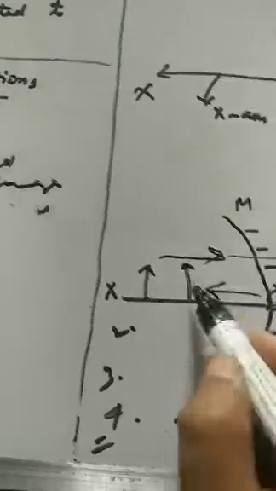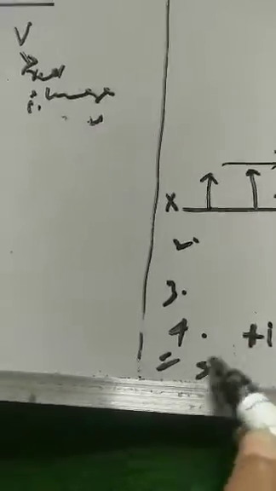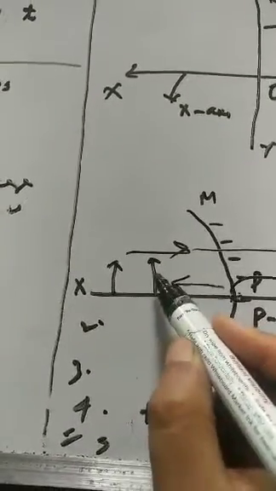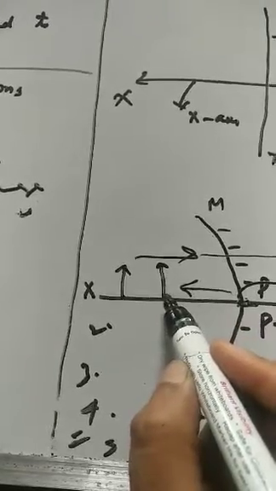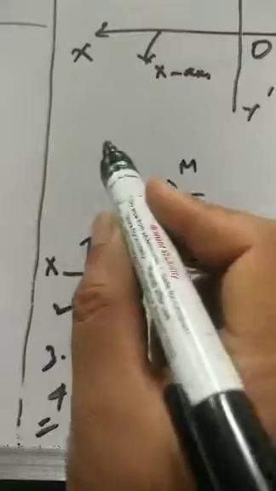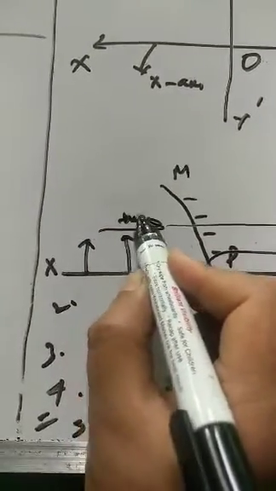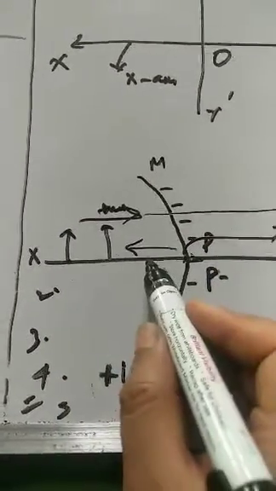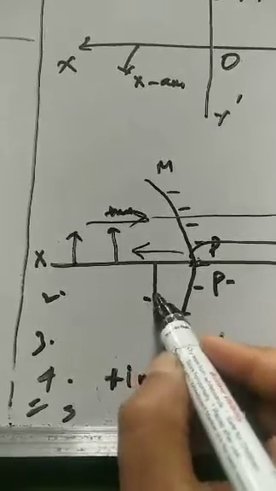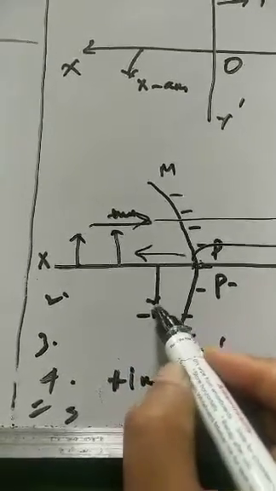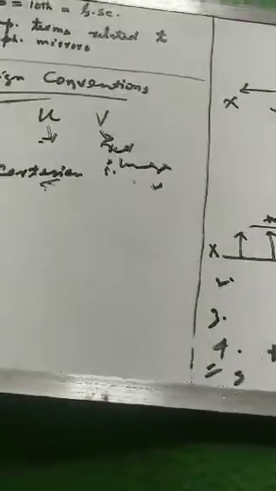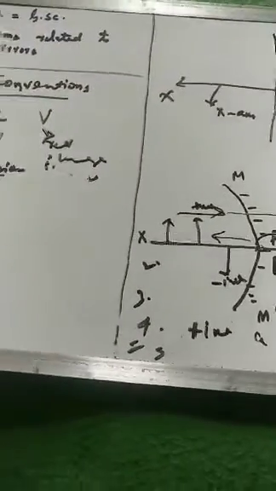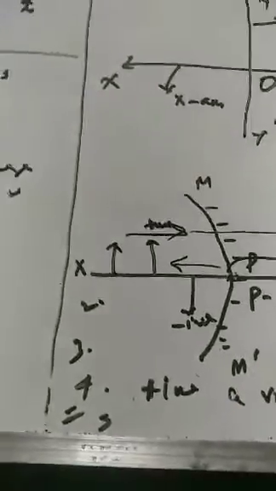Number fifth: the heights which are perpendicular to the principal axis. The heights perpendicular to the principal axis pointing upwards are taken as positive. The heights perpendicular to the principal axis pointing downwards are taken as negative. These are some sign conventions which you have to remember.